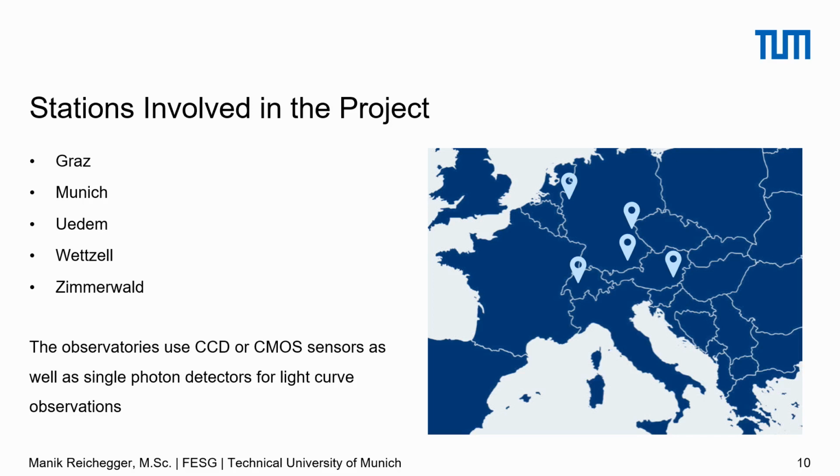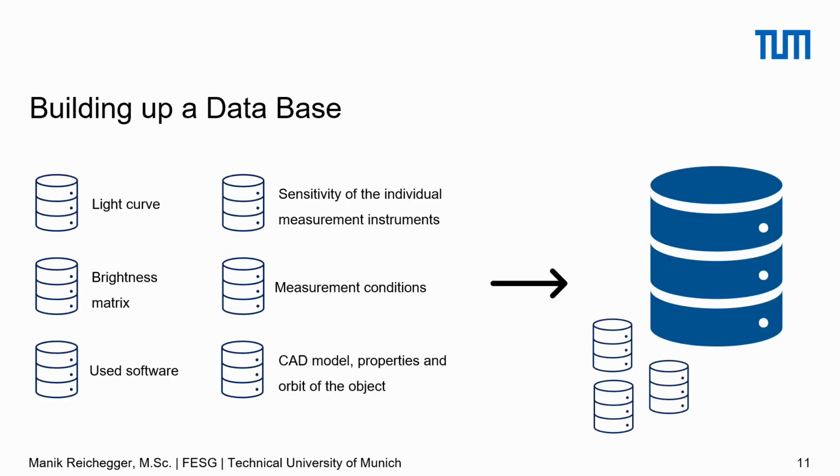At the moment, the following observatories have agreed to record light curves of space debris with us or for us, and would provide us with information and data for our planned database. These are the observatories Graz, our observatory in Munich of the Technical University, Udem, Wetzel, and Zimmerwald. And the light curves will be recorded with CCD or CMOS sensors, and partly by single photon detectors if the stations have them.